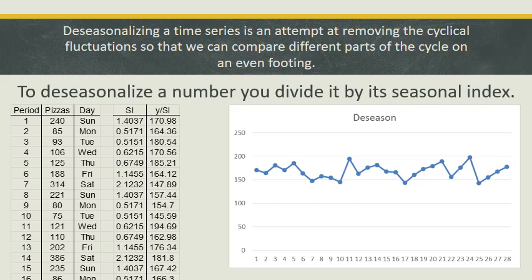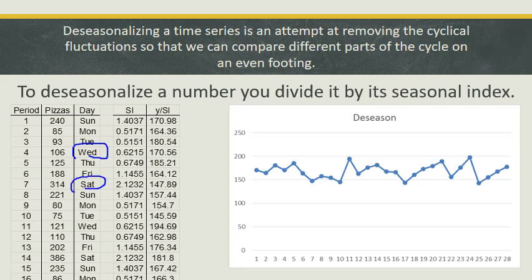These numbers more or less represent pizza sales if we could remove the weekly cycle seen in the data. The point of this is to allow us to make fair comparisons between different parts of the cycle, or different days of the week. For example, suppose we want to compare Wednesday and Saturday in week 1.